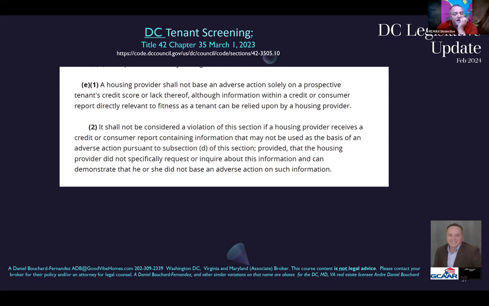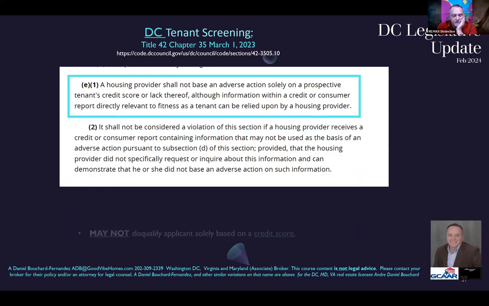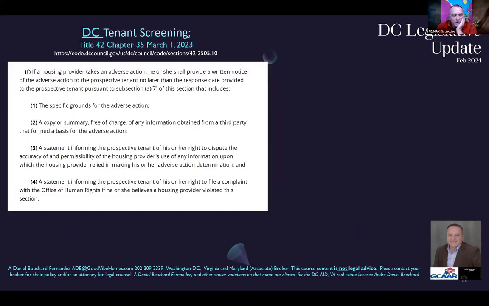All right. The next topic. We've already talked about this: the credit score. If you take an adverse action, what's an adverse action in a tenant screening process? Who can tell me what that is? Saying you're not qualified. Not accepting, yeah.